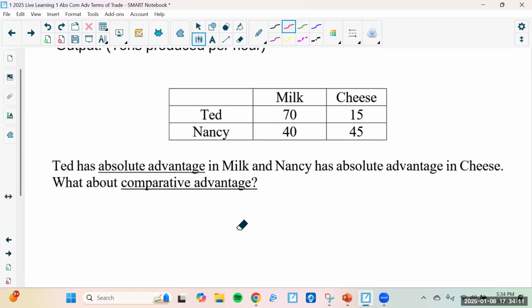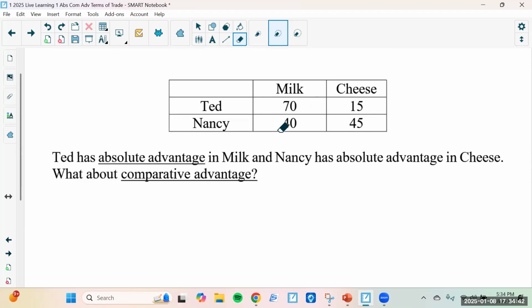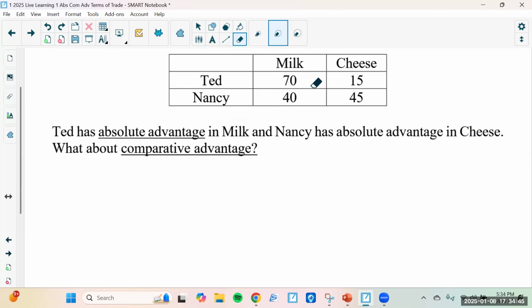So let's go back to good old Ted and Nancy here. We already decided that Ted has the absolute advantage in milk production. Nancy has the absolute advantage in cheese production. But what about comparative advantage? Now I can tell you a quick little trick here. If they're opposites like this, then the comparative advantage will always go with that. So Ted will have comparative advantage in milk, Nancy will have comparative advantage in cheese. But what if it said explain? If it said explain, you can't say that. You have to show it in math, or if it said calculate. So what we're going to do is we've got to compare.